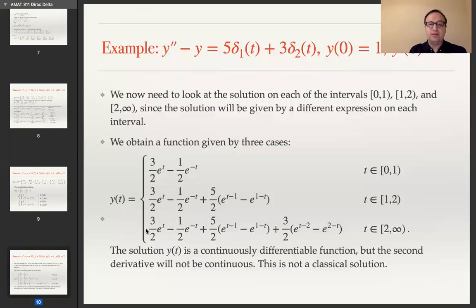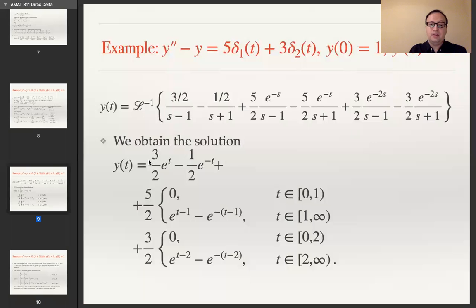And finally, on the interval [2, infinity), all three expressions contribute. So we get 3/2 e^t minus 1/2 e^(-t) plus 5/2 times (e^(t-1) minus e^(1-t)) plus 3/2 times (e^(t-2) minus e^(2-t)). So as you can see, all three expressions contribute. This expression doesn't have any different cases. It always is equal to 3/2 e^t minus 1/2 e^(-t).